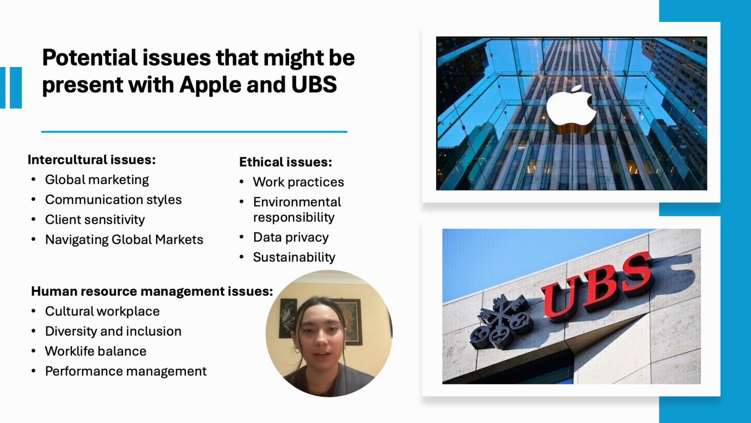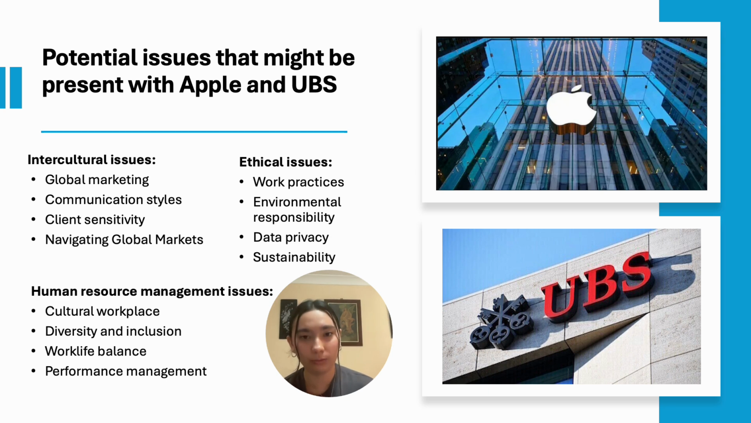For UBS, it can be client sensitivity and navigating global markets to offer their services for diverse client needs and comply with regulations for different cultural expectations. Ethical issues for Apple can be their work practices and environmental responsibility, where they need to work for improvement and keep up with their environmental goals. Data privacy and sustainability can be an issue for UBS as they need to protect client information under strict regulations while also sticking to sustainable finance.